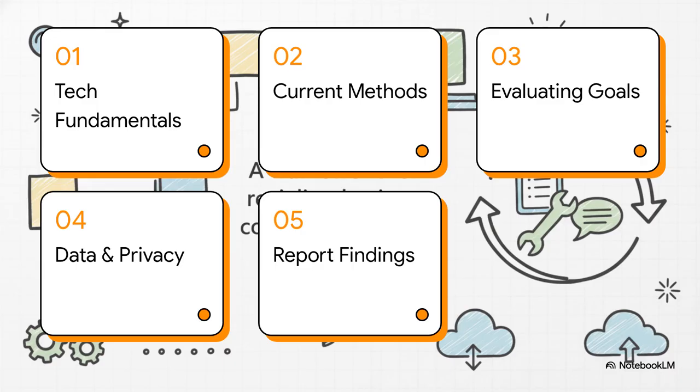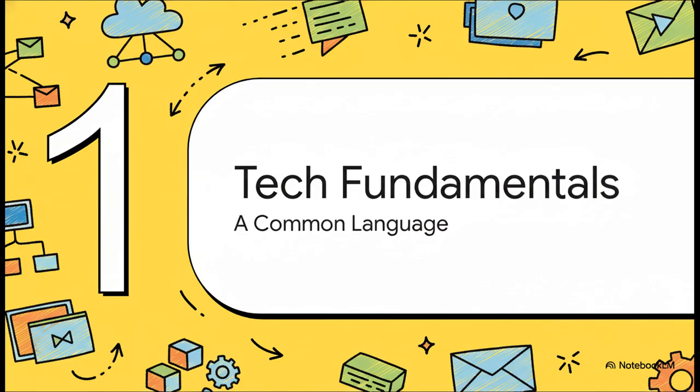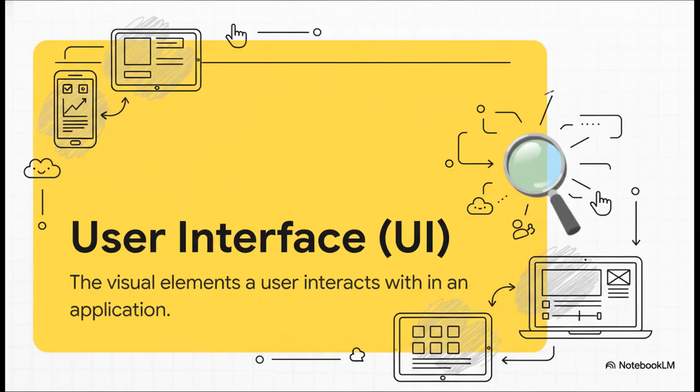findings to key stakeholders. So, the very first step, as outlined in the source material, is to make sure everyone has a clear understanding of some fundamental terms. This creates the baseline we need for the rest of the review. First is the user interface, or UI. The source material defines this pretty simply as the visual layout of an application. It's what you see, what you click, and what you interact with on the screen.